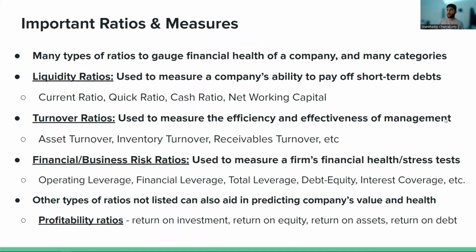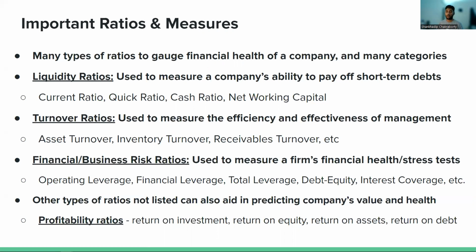All right, now we'll go into the ratios and measures. There are many types of ratios to gauge a company's financial health. There are technically 4, but I chose to focus mainly on 3, because these are the 3 that get overlooked in favor of profitability a little bit. So I'm just going to go through them. First off, liquidity ratios. How liquid is a company? How insolvent are they? Are they able to pay off short-term debt?